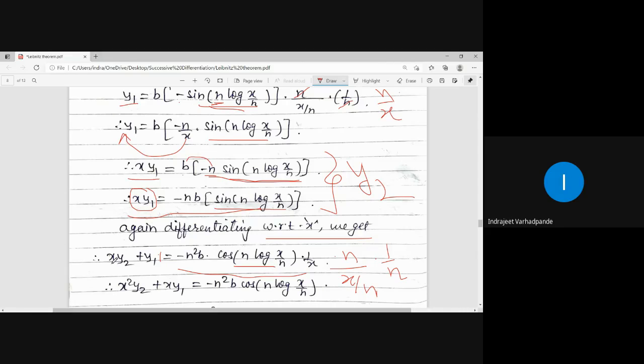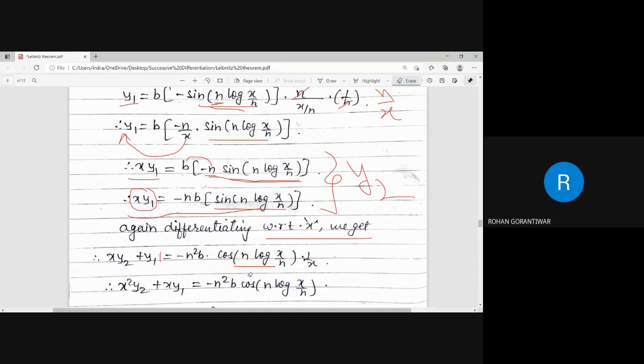Yes, sir. x into y2 plus y1 into 1 is equal to minus nb into cos of this into this. Simplification is giving you minus n square b into this. Okay? I hope everybody has got the same.